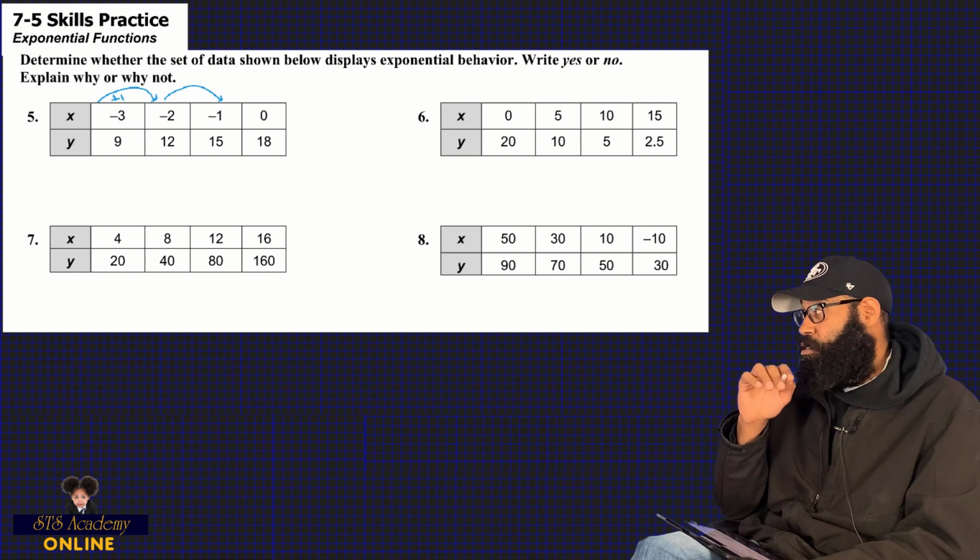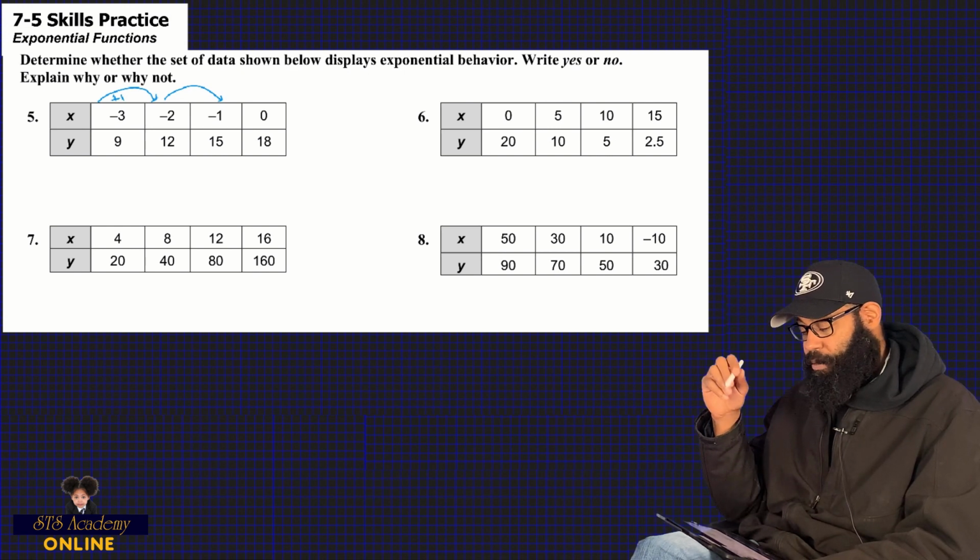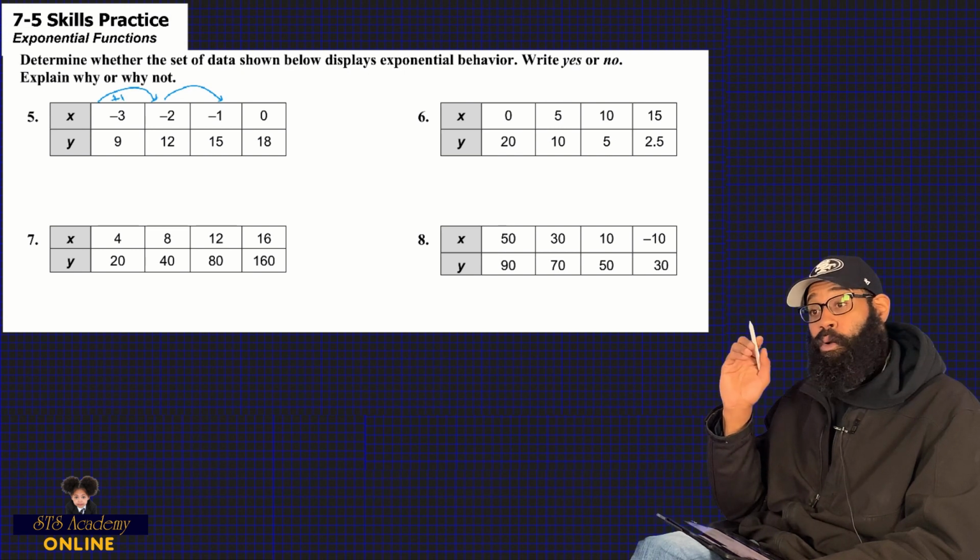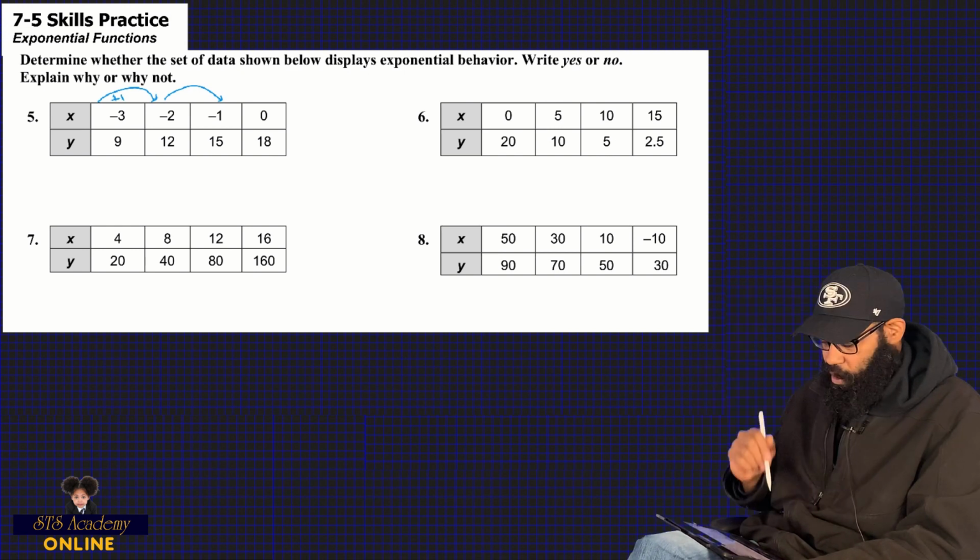So remember, it needs to grow greatly, right? So as x increases, what's going to happen to y? It's going to really increase exponentially. Let's see this. Let's get it started.